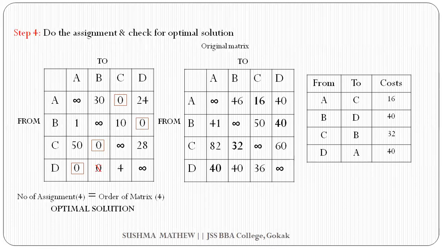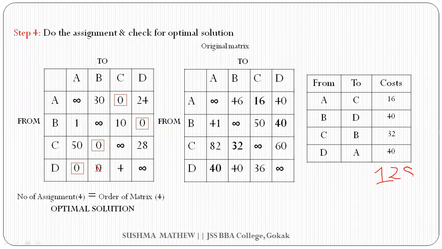Now we have understood how we are putting the values, from column and to column, from A and to column. These values are from the original matrix, which we were using from the beginning: 16, 40, 32, 40. So the total you have to do. Can anybody tell me what the total is? 128. Sure? Yes. Okay, it's 128. Good.